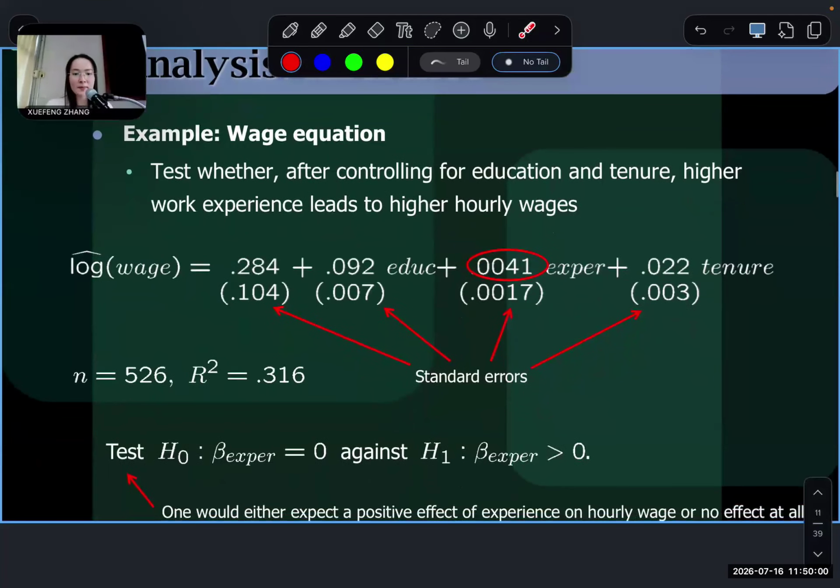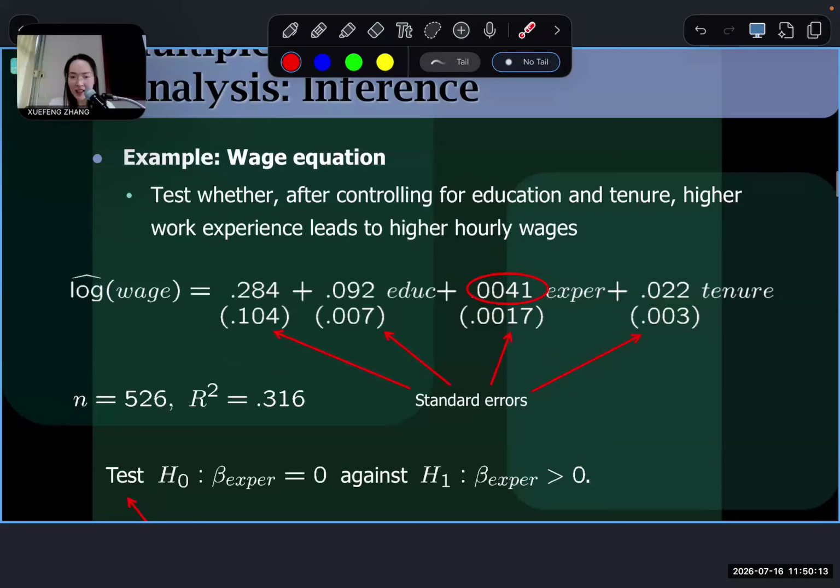So here, let's apply this to a real example, a wage equation. Have you run the wage equation in the first lab? Wage and education. So basically, the question is: after controlling for education and tenure, does higher work experience lead to a higher hourly wage or not? Be careful, we need ceteris paribus here. Here is the estimated equation.